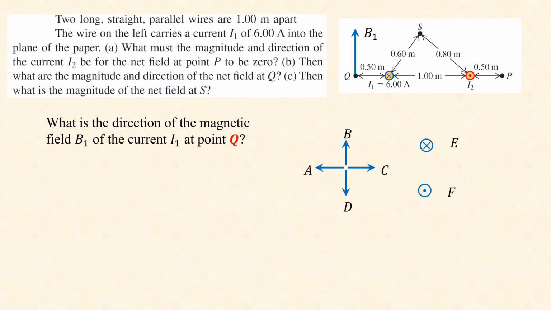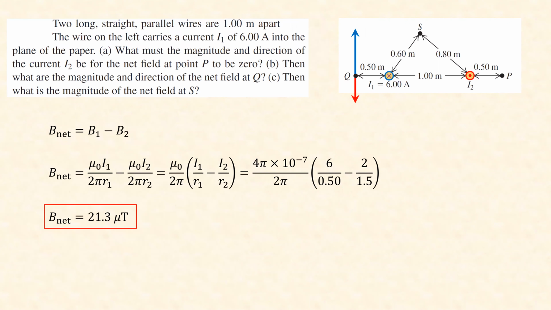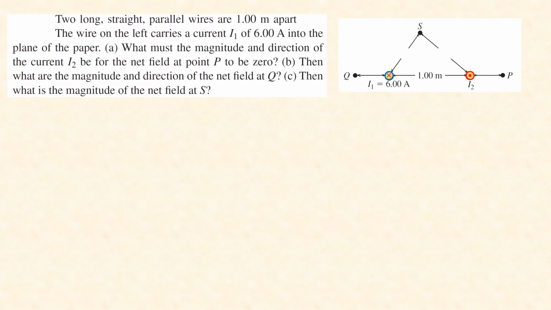And now we said, okay, in part B, what is the magnitude and direction of the net field at point Q here? So this one creates a magnetic field up, and we can calculate that. The other one creates a magnetic field down. And of course, this one that's closer and has larger current creates a larger magnetic field. So the net magnetic field is up, and we calculated the net magnetic field to be 21.3 microtesla, and it's up.